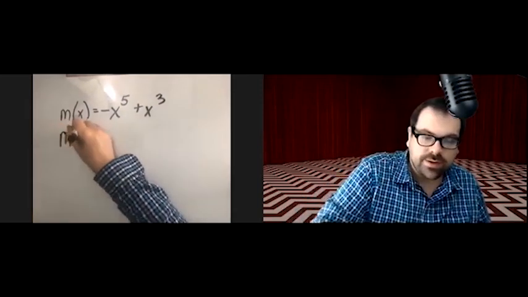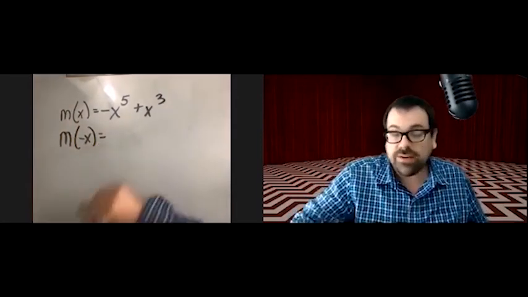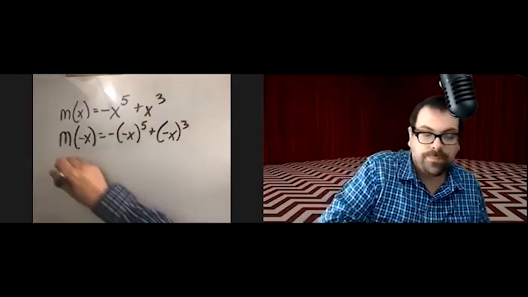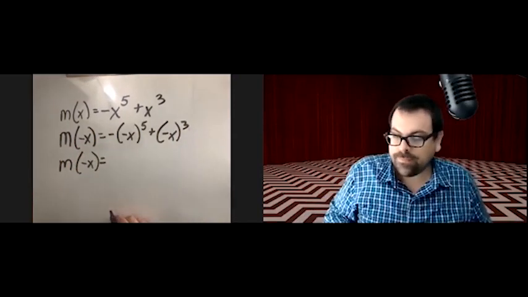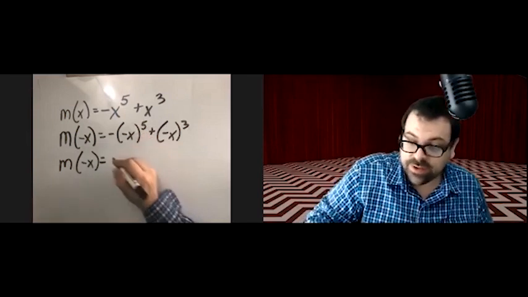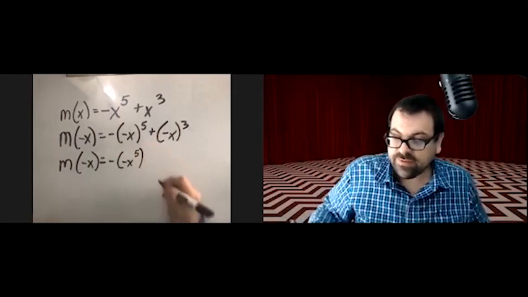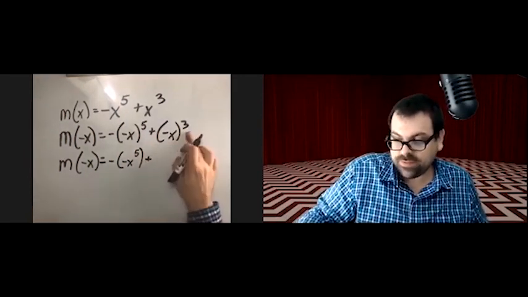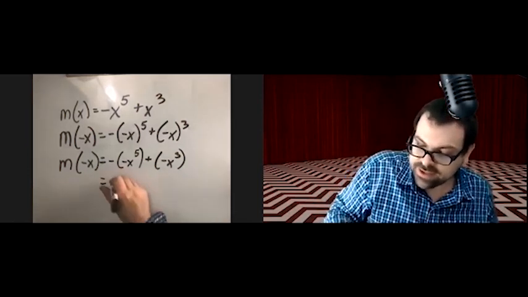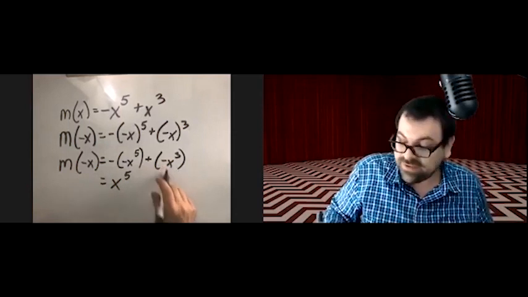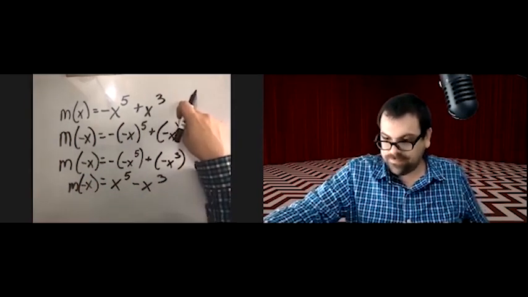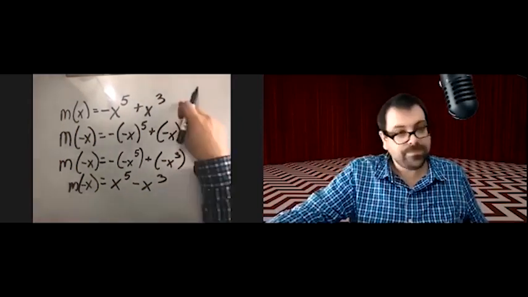Let's do our tests. Replace x with negative x. We do that everywhere. A negative to an odd power stays negative. So this is minus that negative x to the 5th, plus a negative stays negative when we cube it. Minus a negative is plus. Plus a negative is minus. Not the same. Not the same. So it's not even.